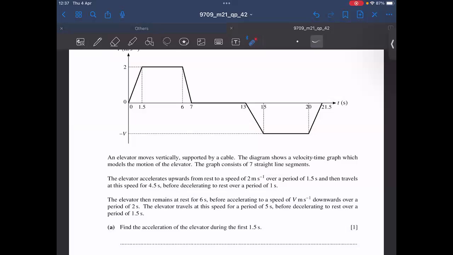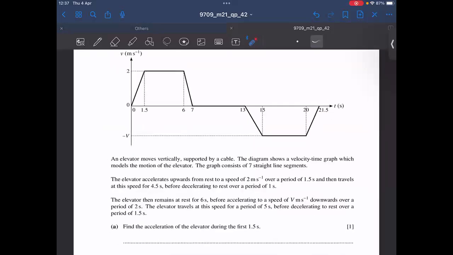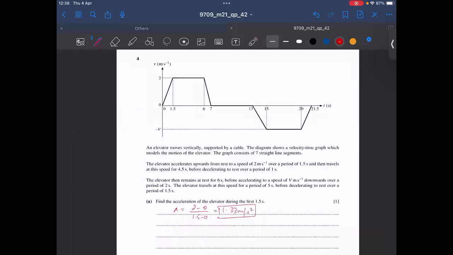Find the acceleration of the elevator during the first 1.5 seconds. I'm going to take the gradient, because the gradient of a velocity versus time graph gives you the acceleration. So the gradient of the first section is going to be (2 minus 0) over (1.5 minus 0). That is 2 divided by 1.5, which is 1.33 meters per second squared. All right.